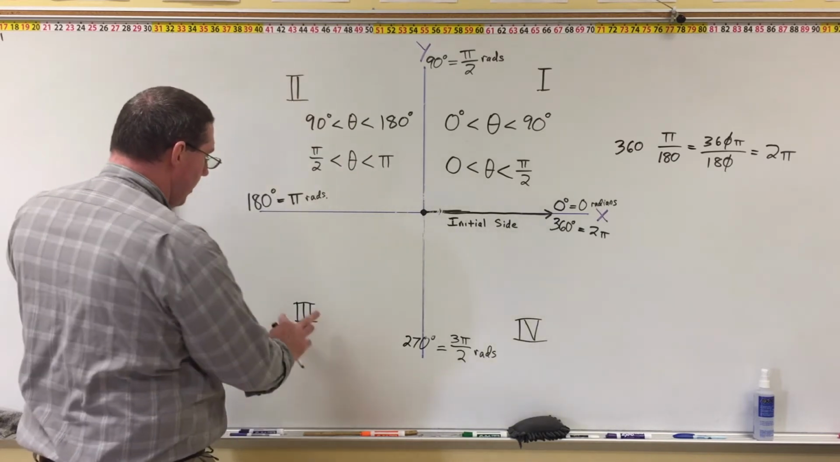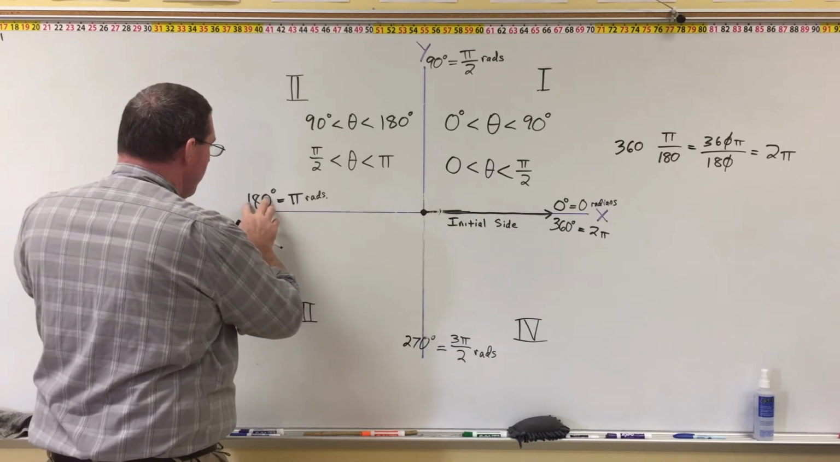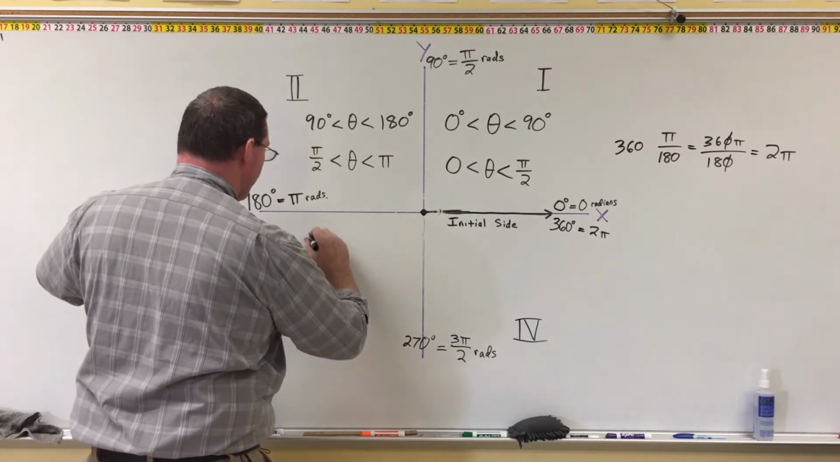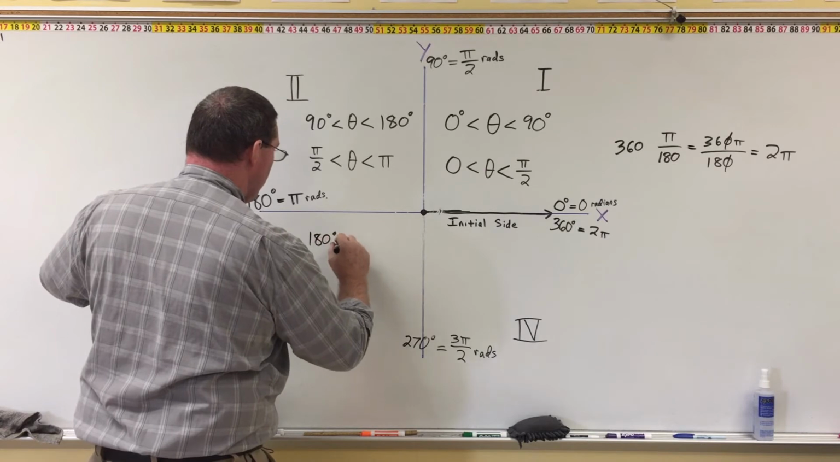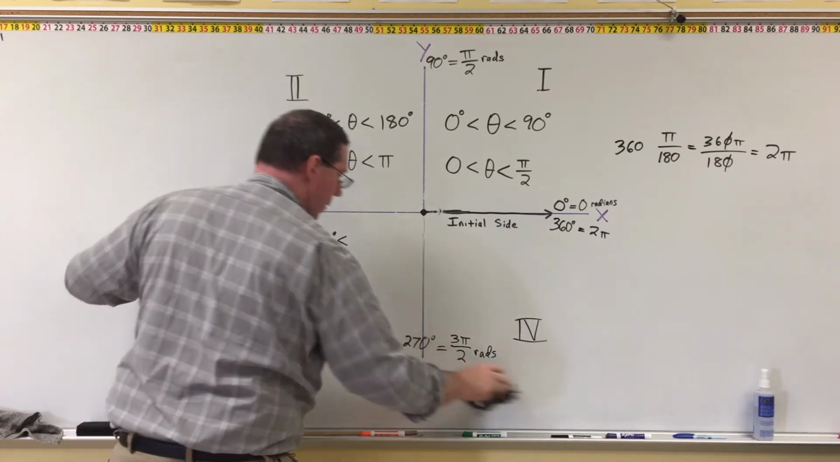Now coming down to the third quadrant, if the theta angle is between 180 degrees and 270 degrees, so 180 degrees, that's an ugly theta. Let me redraw that. It's really ugly.